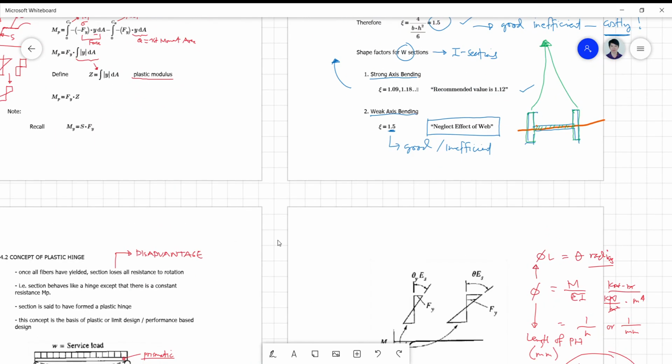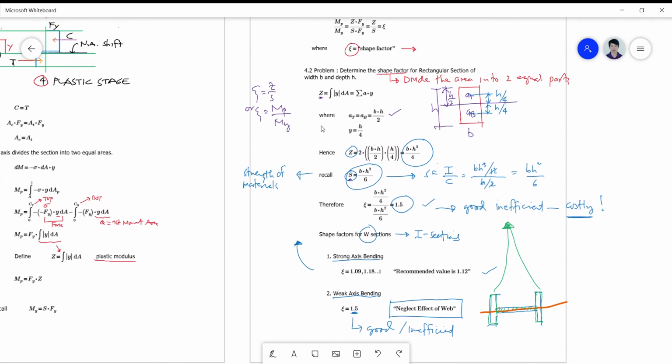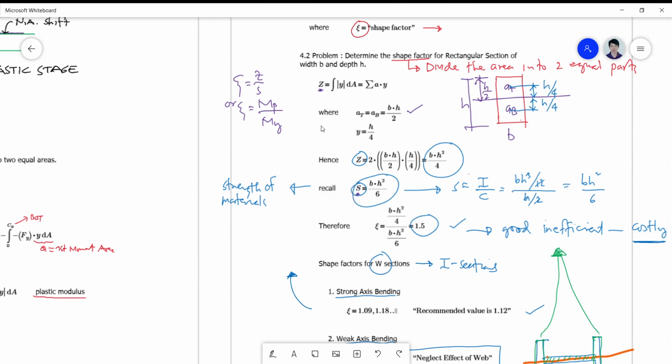Okay, so this is the first problem discussed here in your lecture, which is all about the shape factor. Thank you.